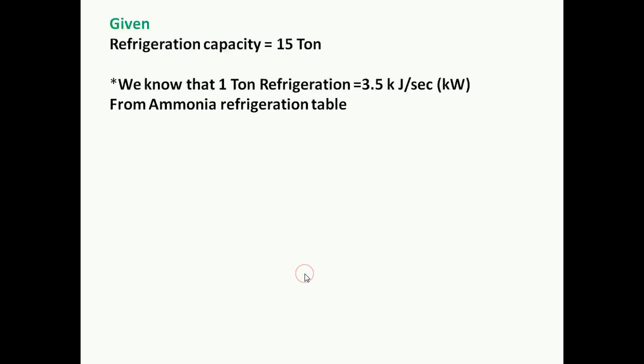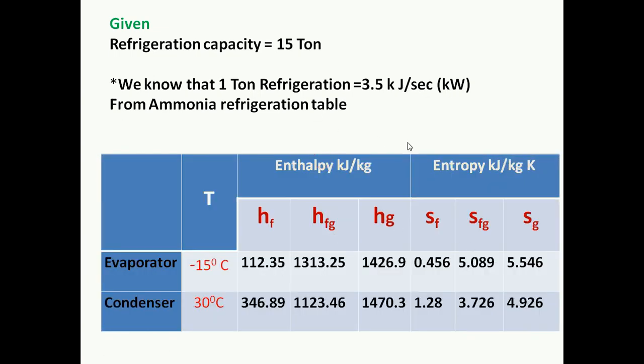Now let me explain. The refrigeration capacity is given as 15 ton, and you know the conversion very well: 1 ton is equal to 3.5 kilojoules per second. From the ammonia property table, you can note down the values for the 15 degree evaporator and 30 degree condenser temperatures.